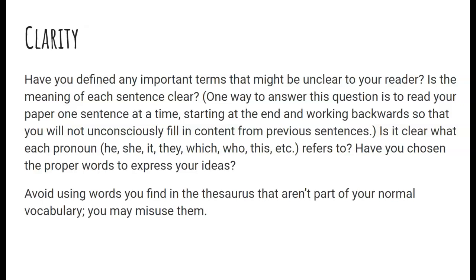Clarity is what we mean when we say, is everything clear to the readers? Have you defined important terms that may be unclear? Is the meaning of each sentence clear? A really helpful way to help with this is to read your paper one sentence at a time, starting at the end and working backwards so that you don't unconsciously fill in content from previous sentences. Is it clear which pronoun, the he, she, it, what they refer to?